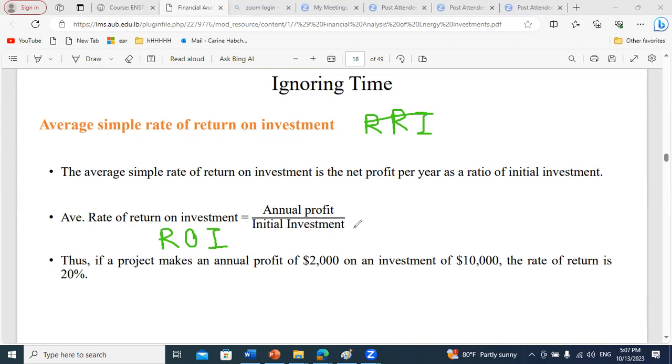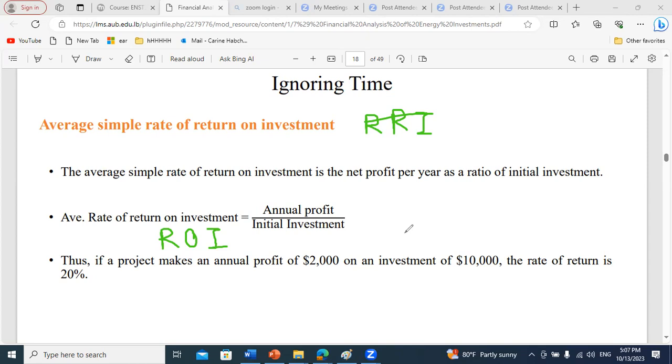And we'll define another terminology for what we call the discount rate, which we will define anyway. But in other books, you might have ROI as a discount rate. Here we define it as the rate of return on investment, which represents the annual profit over the initial investment. This means the percentage of the annual profit relative to the initial investment.